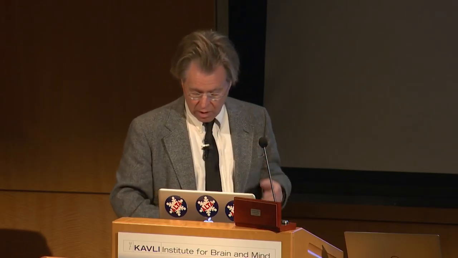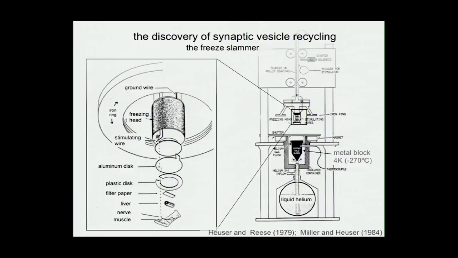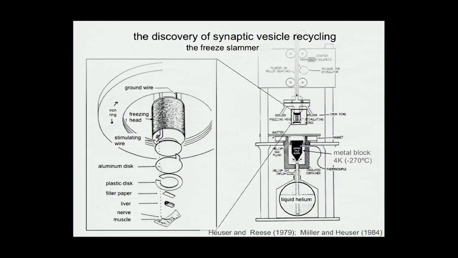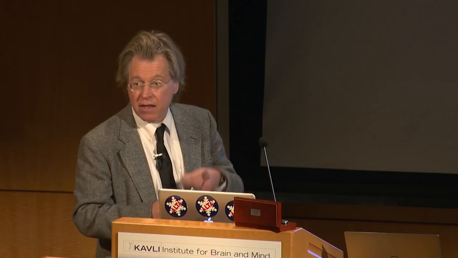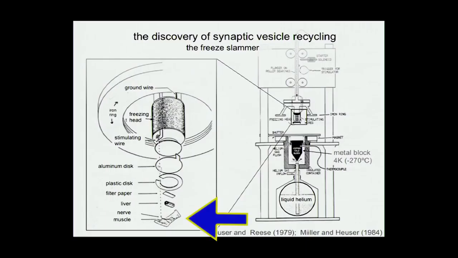And that was proven by the work of John Heuser and Tom Reese, because they built a really cool instrument called the freeze slammer. And that's what's shown here. So they have a piece of the frog pectoral muscle, which is really thin and can freeze very rapidly. And then they have nerves that are still attached and wrapped around stimulating wires. And these stimulating wires, when this whole apparatus was attached here to this rod, went up and could be connected to a circuit. And so what they could do then was release this solenoid, and then as the bar was falling through space, they would calculate 5 milliseconds before it hit a copper block, cooled to 4 Kelvin, stimulate the motor neurons, which would then cause an action potential, which would then cause the release of neurotransmitter at the neuromuscular junction.